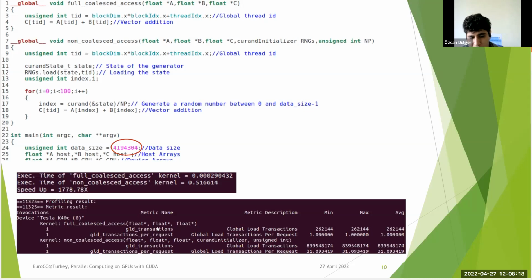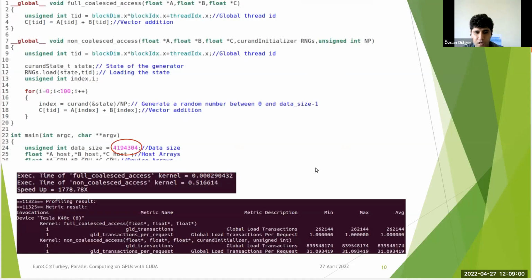Let's look at the results of the metrics. The total number of global load transactions is here, 2^18, and the average is 1. That is the expected output. And for the non-coalesced access kernel, the average is around 31.09. That is also the expected output for us.